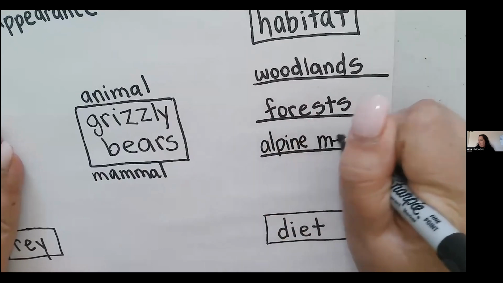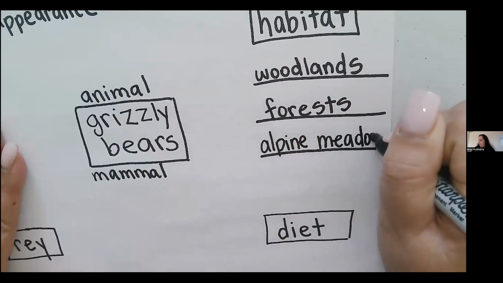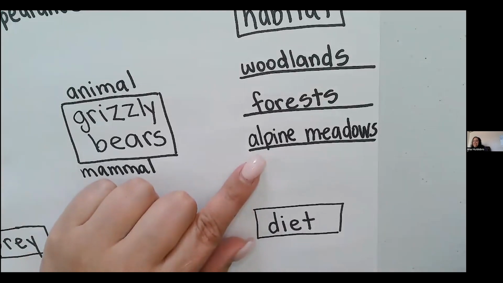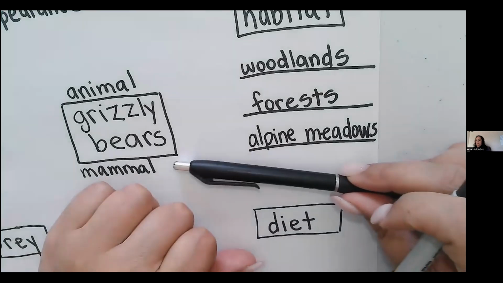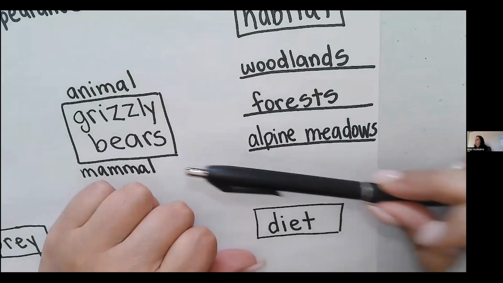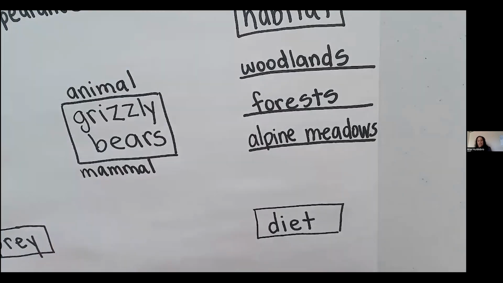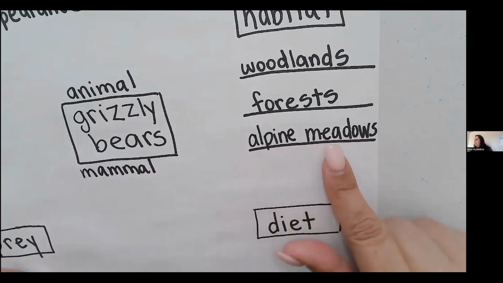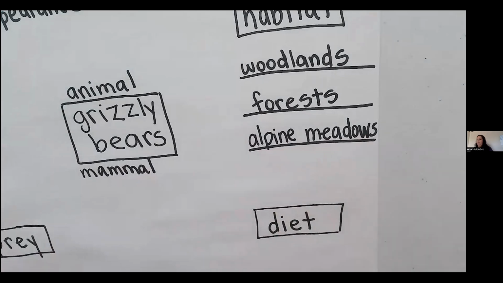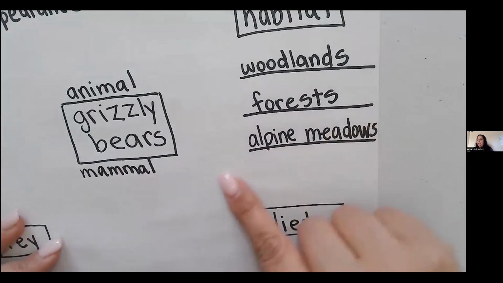alpine meadows. Alpine meadows. Now, let's see if you could take a guess as to what this means. Okay. Excellent. So alpine meadows, this was new to me. I actually did look this up. Alpine meadows are basically meadows or places with lots of vegetation, but they're at a high altitude. So maybe a little mountainous, maybe a little hilly. It's at a high altitude.